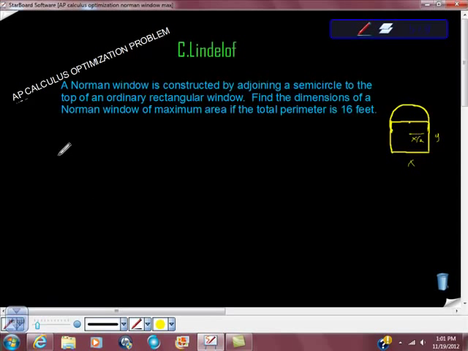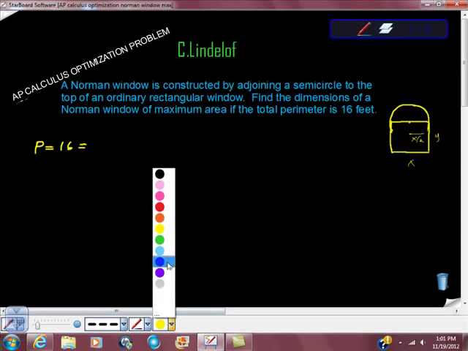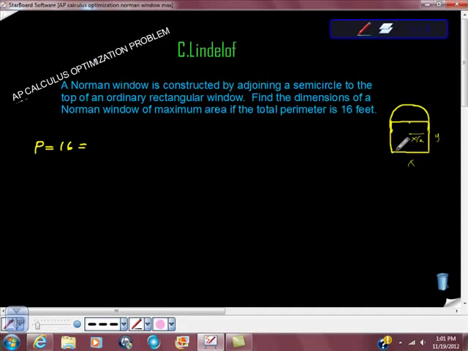So first I'm going to start my secondary equation, which I think is going to be the perimeter, and the perimeter is going to be 16, and that 16 is going to be equal to this, right? Just walking around this thing. Here's the perimeter of a Norman window right here. So if that's the perimeter, I would get that by getting x plus 2y, right? That gives me x plus this y and this y.